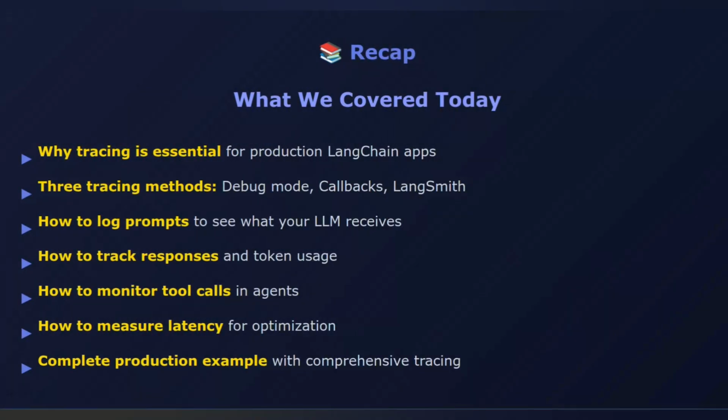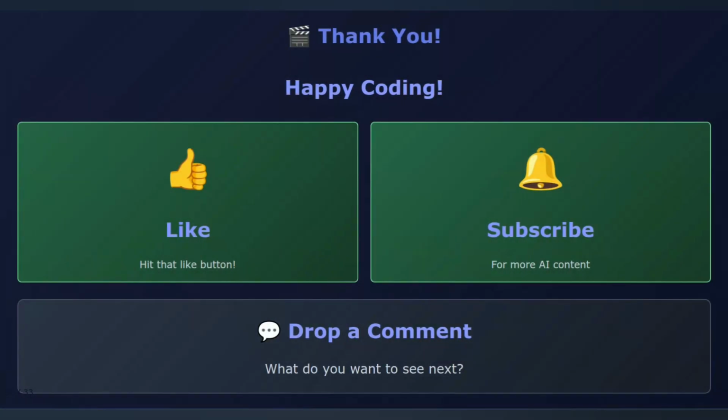All right, let's recap what we covered today. We talked about why tracing is absolutely essential for LangChain applications. We explored different tracing methods, from simple verbose mode to custom callbacks to LangSmith. We went hands-on with code examples showing how to log prompts, responses, tool calls, and measure latency. And we looked at a complete production-ready example with comprehensive tracing. I hope this video helped you understand how crucial tracing is and gave you practical tools to implement it in your own projects.